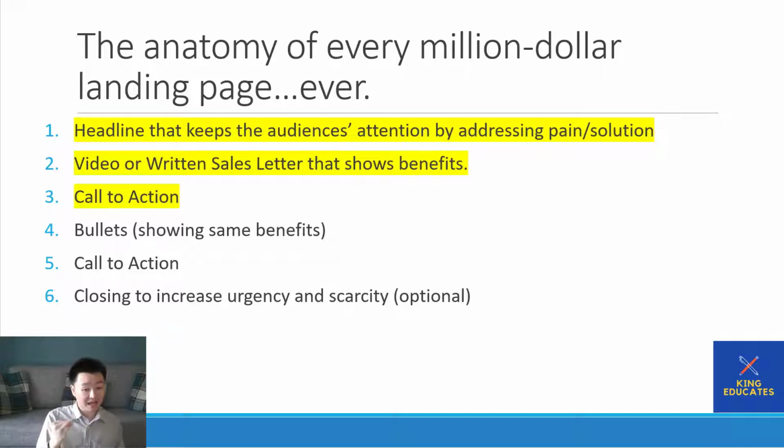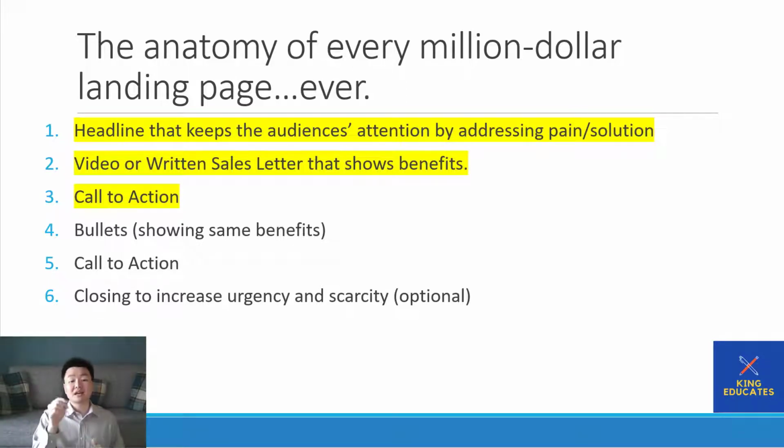The second thing, after the headline gets the audience's attention, is either a video or a written sales letter that shows the benefits of the product you're trying to sell, or the action you're trying to get them to take. Remember, a sales letter doesn't just have to do with selling products. As long as you're trying to get somebody to do something, whether it involves a financial transaction or not, you're trying to sell them on the idea of something. And then number 3, you have a call to action for them to do that thing.